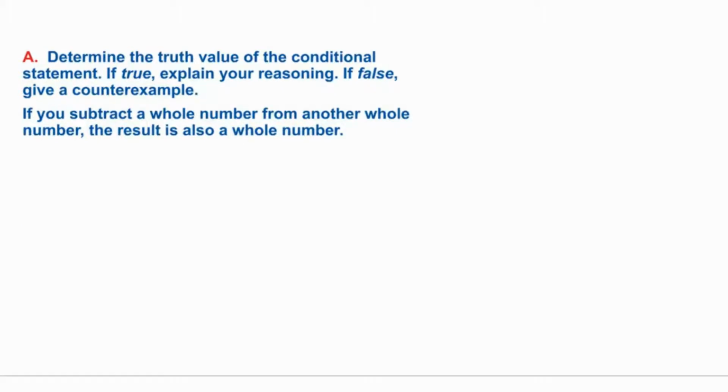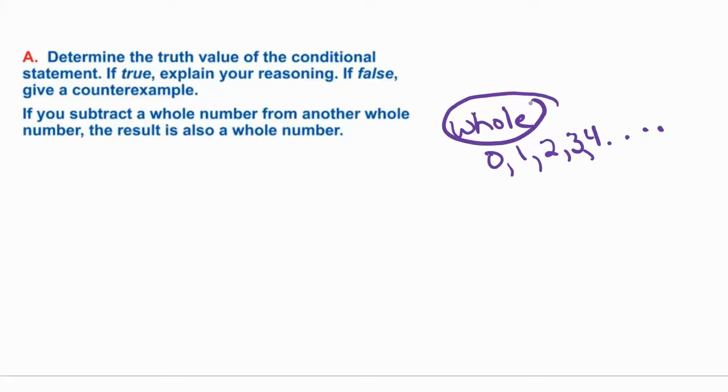So let's look at this example. Determine the truth value of the conditional statement. If true, explain your reasoning. If false, give a counterexample. If you subtract a whole number from another whole number, the result is also whole numbers. So one of the things we have to remember first is what is a whole number? The whole numbers are the positive integers, 1, 2, 3, 4, including 0. The natural numbers don't include 0. The integers include the negatives, -1, -2, -3, -4, and also 0, 1, 2, 3, and 4. But we're looking at whole numbers.